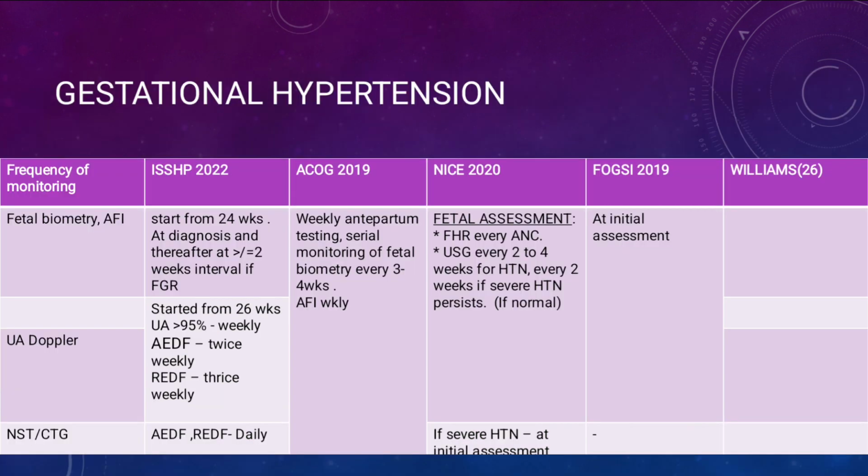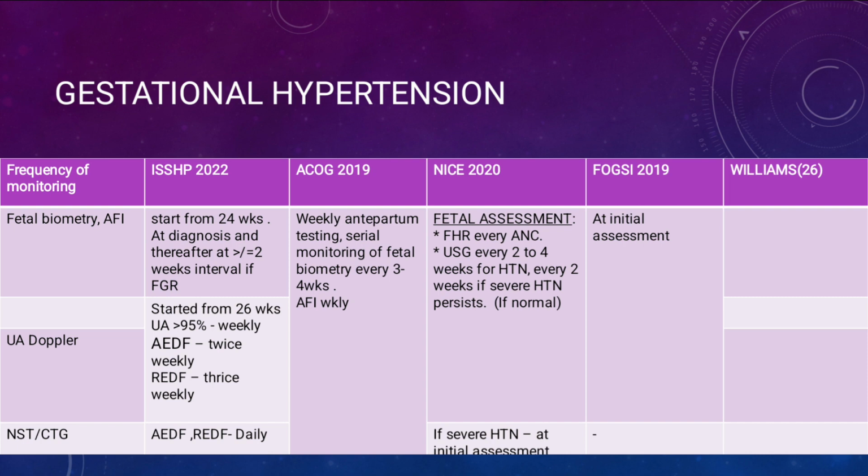Then gestational hypertension, fetal biometry and AFI start from 24 weeks as per 2022 diagnosis, then 2 weekly, or 3 to 4 weekly. If they develop FGR, then you go for every 2 weekly, AFI weekly. Then umbilical Doppler started from 26 weeks. If FGR is diagnosed, umbilical artery PI more than 95th percentile, weekly. ADF twice weekly and RADF thrice weekly. And NST, CTG, ADF, RADF have to be done daily.